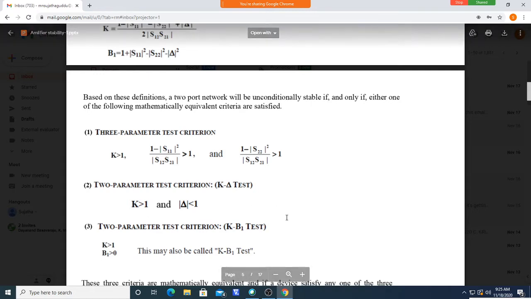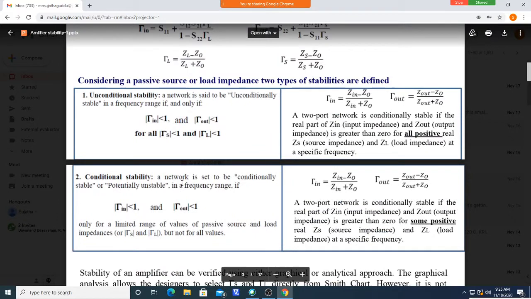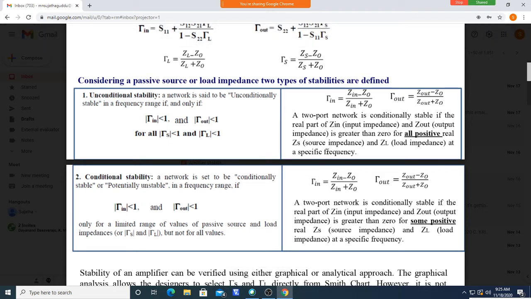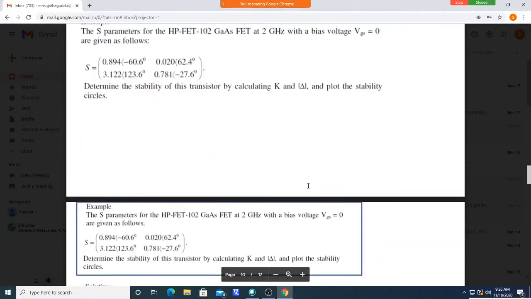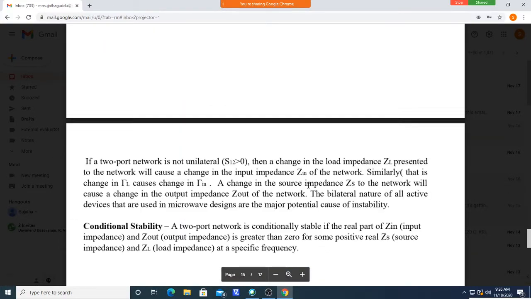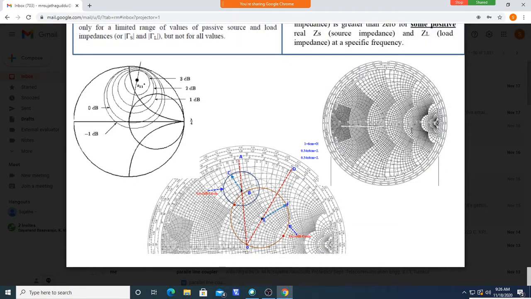Here K is greater than 1, delta is less than 1. That is unconditionally stable. Once the system is unconditionally stable, any value you can choose for ZS and ZL gives stable operation. That is the stability check. You can use any value over the Smith chart, that gives stable operation. Unconditionally stable means you can use any value over this Smith chart. That becomes a stable operation only.